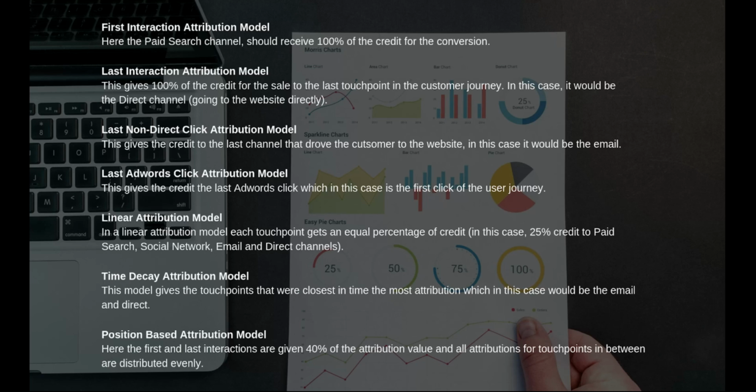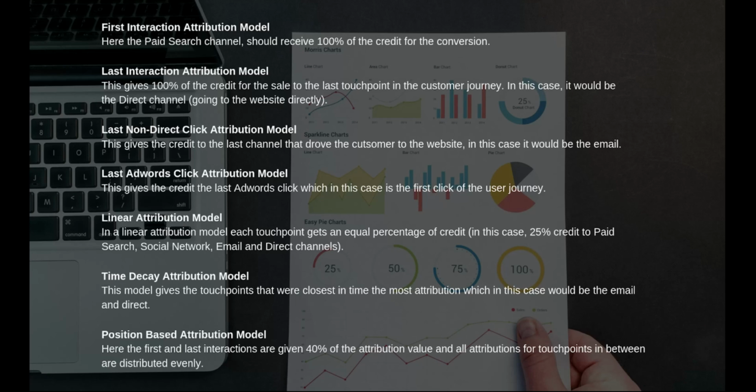Then we have what we call the linear attribution model. This one is interesting because it basically gives attribution to each touch point in the entire series. So in this case, 25% would be paid to search, 25% to social network, 25% to email, and 25% to the last touch point, which is the direct access to the website. It gives a percentage equally across every point of interaction. That's the linear attribution model.